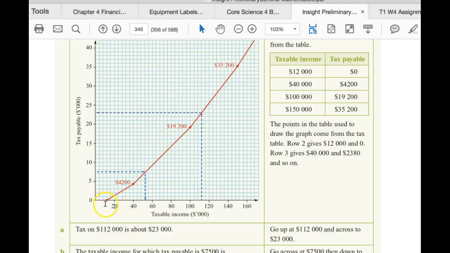So 4, 8, $12,000, and we put a mark on the 0 line. This is where our rate's going to start. Go up to $40,000, and we go up to, on our y-axis, I forgot to do that. We've also got to see how much we're going to pay.